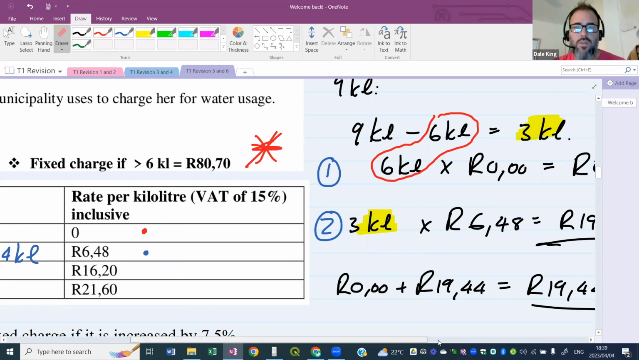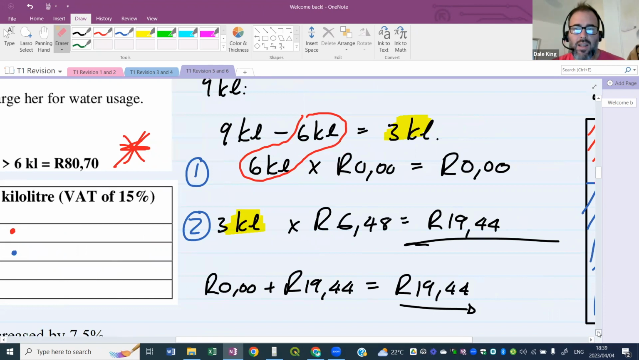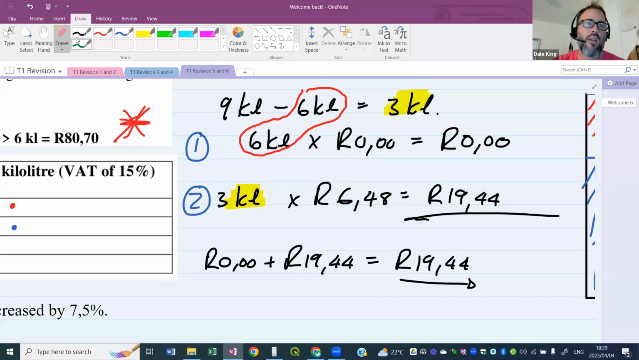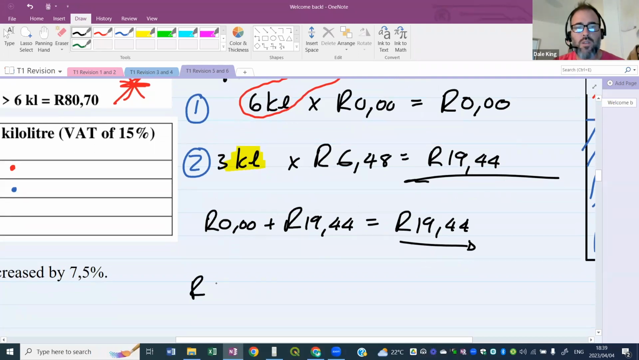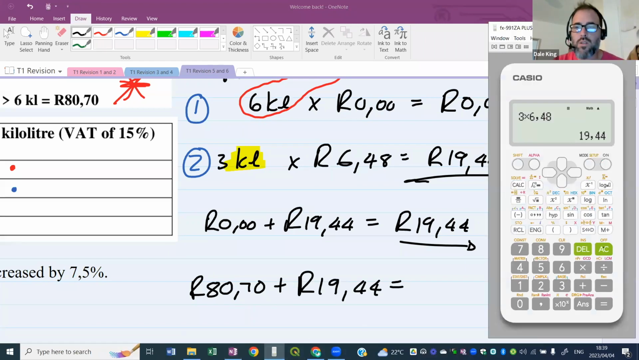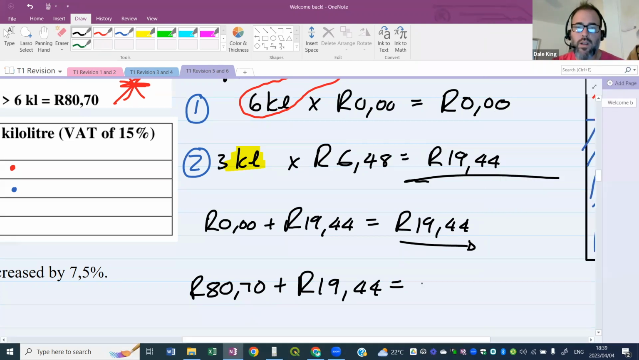This person has gone over 6. There are 9 kiloliters, so they have to pay the fixed fee. So we have to add that on. We're going to take the fixed fee, which is 80 Rand 70, and add on the 19 Rand 44. That's the water usage. Well done, Sonia. So 80 Rand 70 plus 19.44 is 100 Rand and 14 cents. Well done, Sonia.